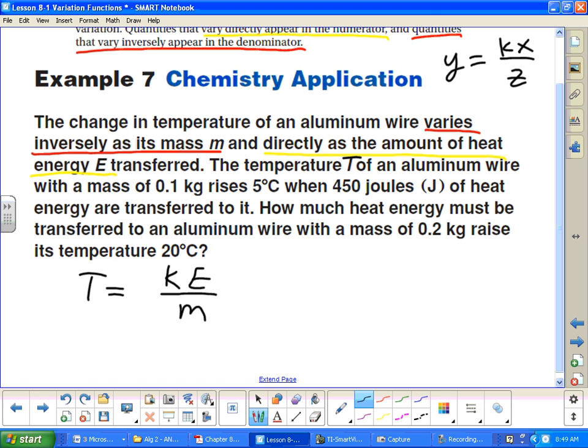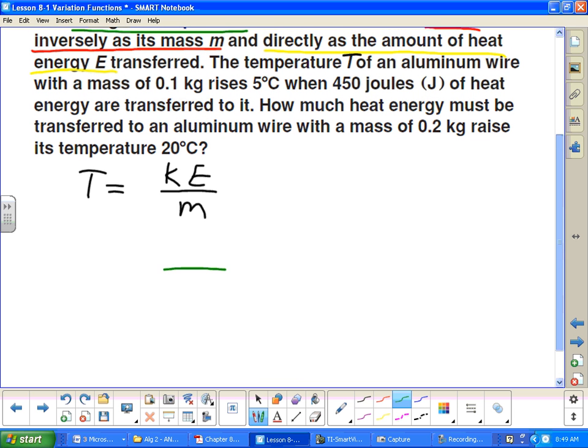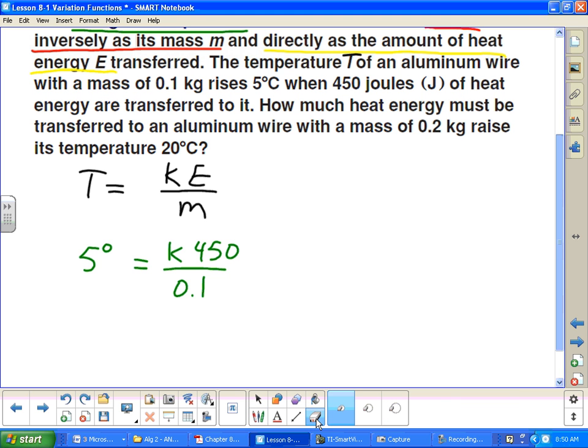Okay. So let's recognize this. This says the change in temperature of aluminum wire. The temperature of aluminum wire with a mass of 0.1 kilograms. So we have 0.1 in the denominator. Rises 5 degrees Celsius, so that's our change in temperature, 5 degrees. And when 450 joules of heat energy are transferred. So the energy is 450, and we need to use that information to find the value of K.